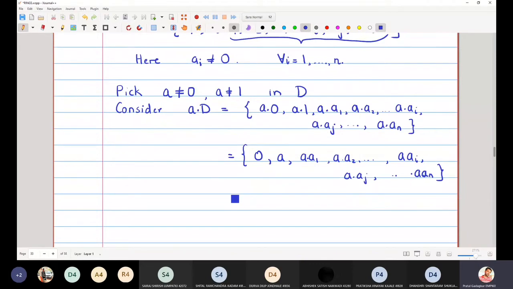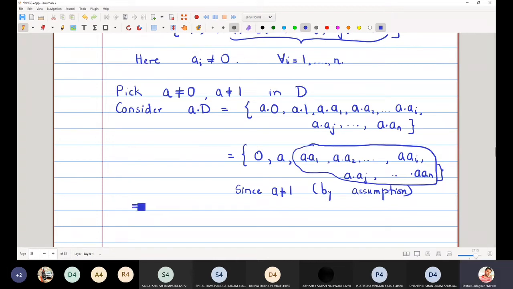Now since a is not equal to 1, as we have assumed, this means that amongst the remaining elements, somebody has to be equal to 1. This implies a into a1 is 1, or a into a2 is 1, or dot dot dot till a into an is equal to 1. Someone has to be 1, because these are all elements of D itself, right? So it is just shuffling of the elements.